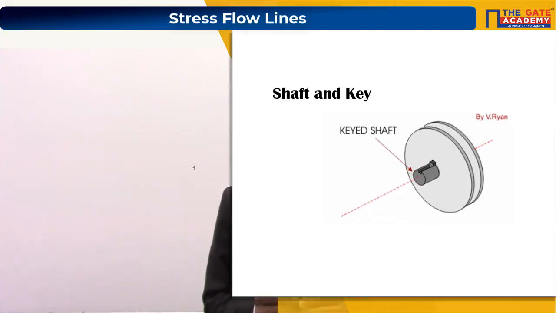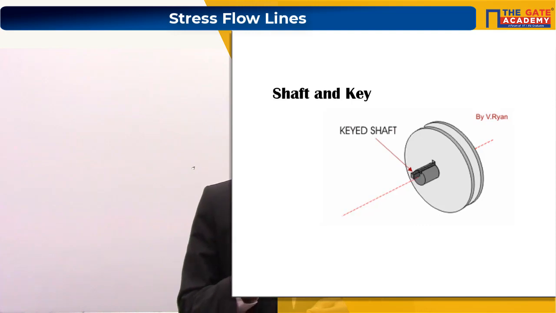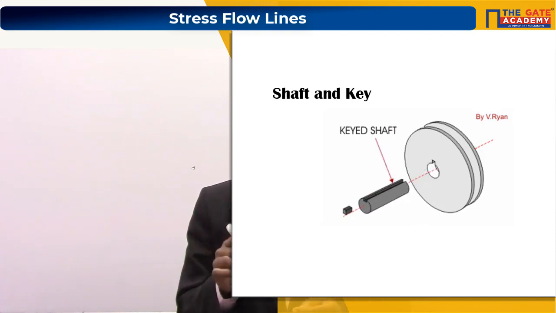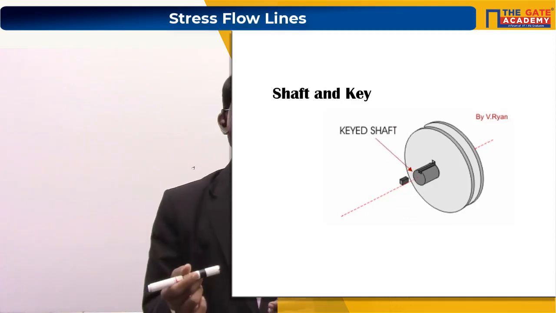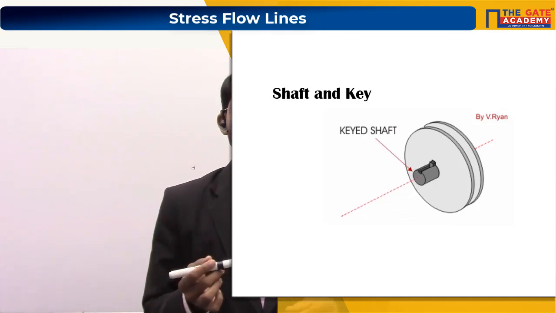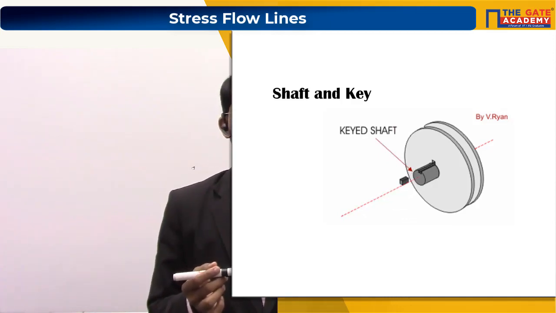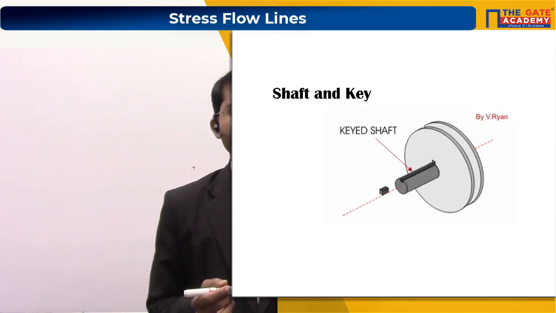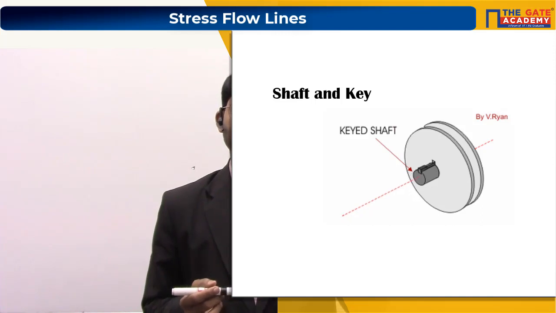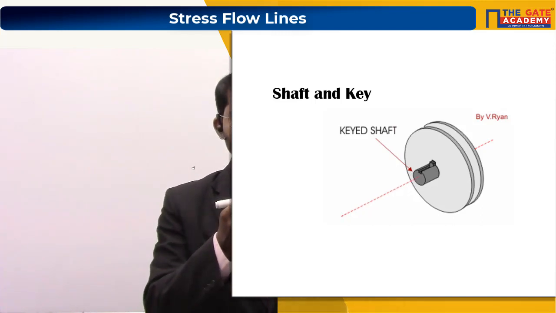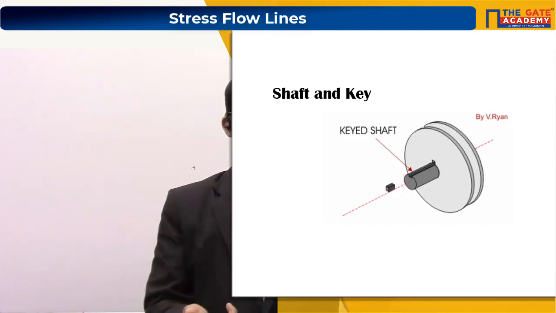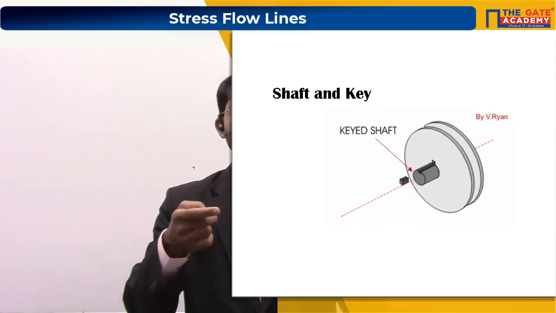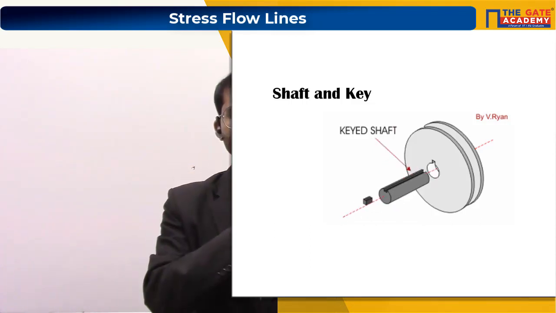What's happening is basically we are making a keyhole for both the shaft and this particular disc or gear, and this particular key is made to go into the keyhole. So this key will join both the shaft and the gear. If the shaft is rotating, automatically the gear will rotate. If the gear is rotating, automatically the shaft is rotating.